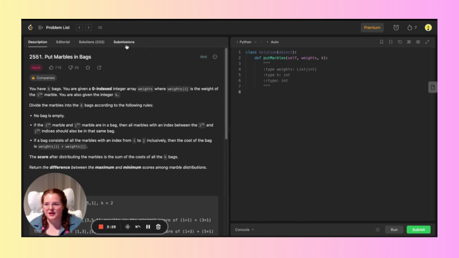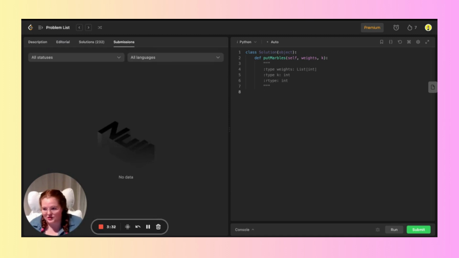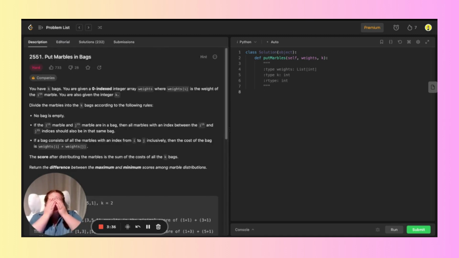I can get hints though. I'm not gonna do hints, just to show you guys I haven't done anything yet. I don't want to read the editorial yet. I want to see if I can figure this out on my own. Okay, so what we could do is collect all the weights of all the possible pairs, and maybe sort the pair weights array in ascending order.